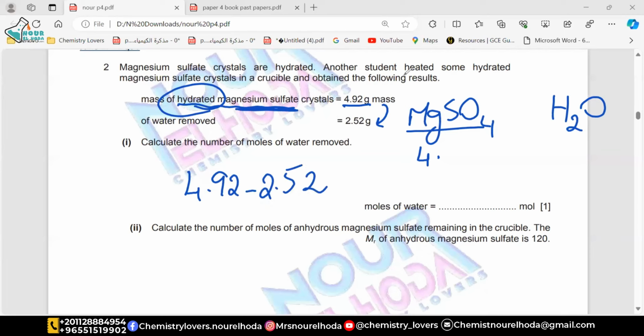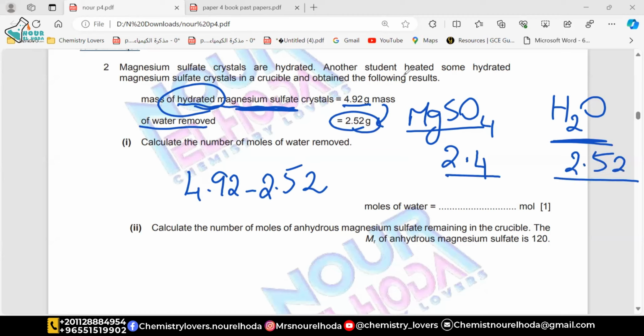Anyone has a calculator? If you have the calculator, it equals 2.4. Yes, do it with me. All the time, get a calculator and do it with me. So the mass of the magnesium sulfate is going to be 2.4. Okay, but what about the mass of the water removed? This was given already, 2.52. Then what should I do?